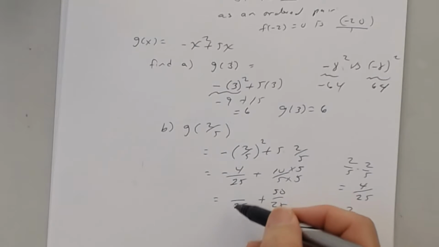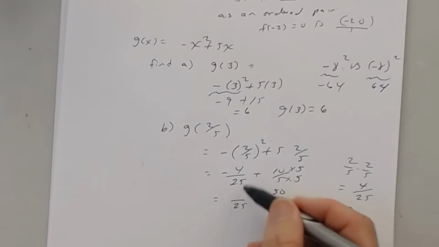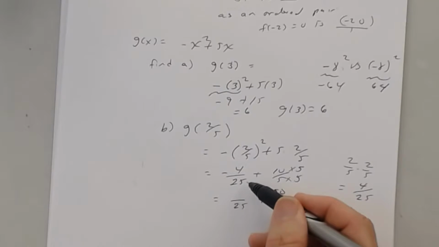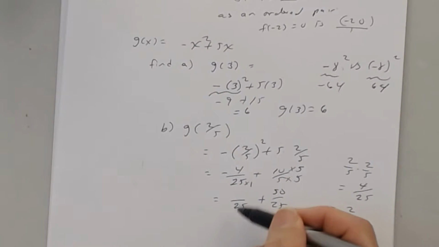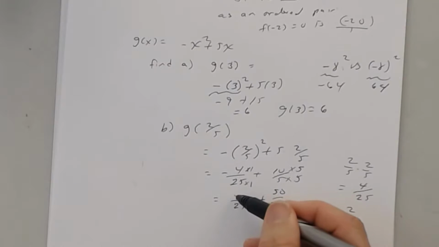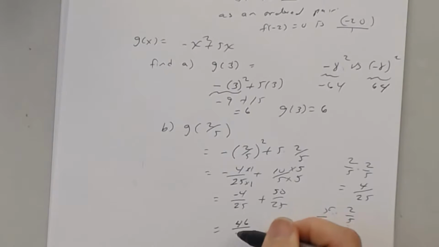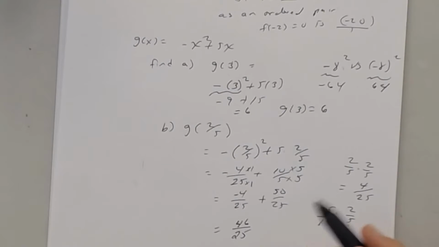Over here, the denominators are the same. So it means that the numerators have to be the same. So basically you're saying 25 times 1 is 25. Negative 4 times 1 is still what? Negative 4. And so what's your answer? What's negative 4 plus 50? 46. 46 divided by 25. Okay?